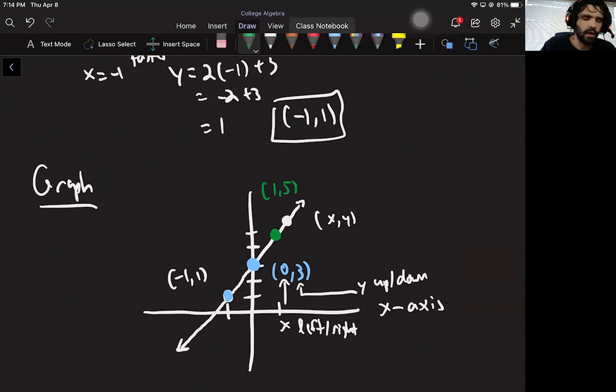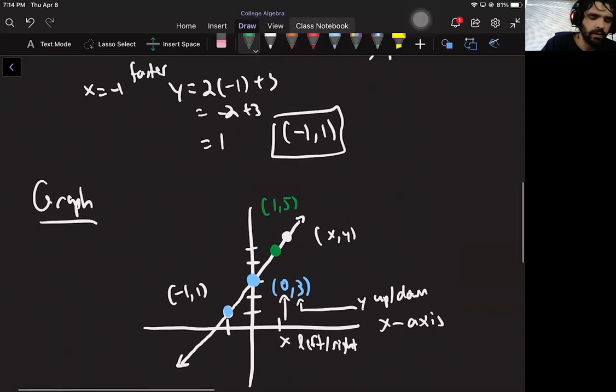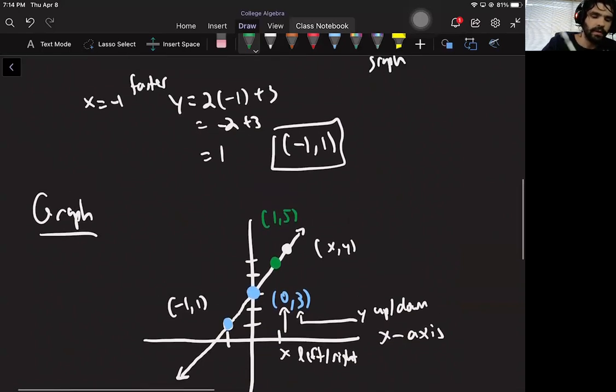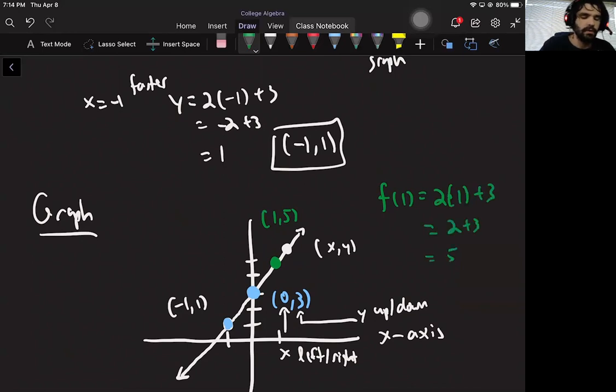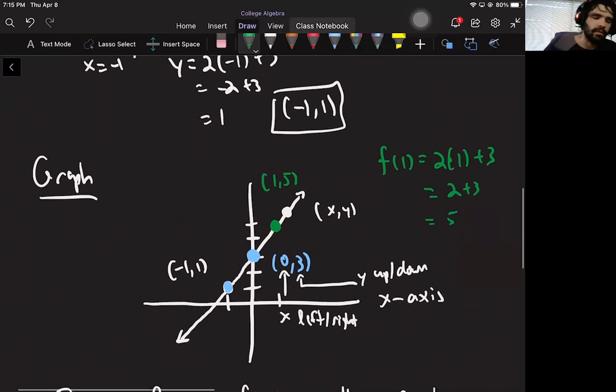So I wouldn't have drawn the big dot ahead of time, but it still goes through 1, 5. And in fact, when you plug in 1 to this function, you do get 5. You get 2 plus 3 is 5. So this way I don't have to draw a billion dots everywhere, because I'm not going to draw a dot in every single one of infinitely many places. It's impossible. Instead, I just draw the whole line.